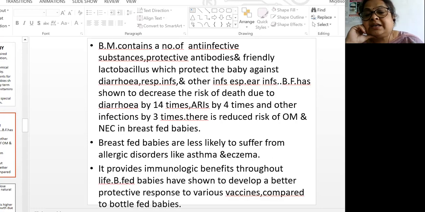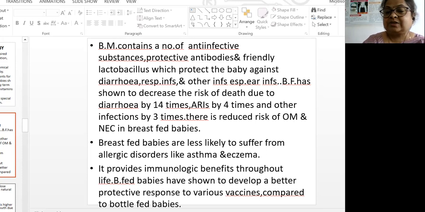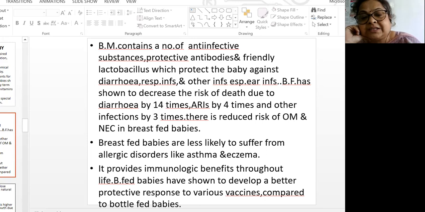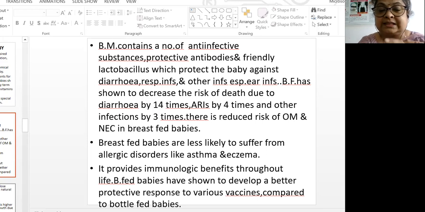Then breast milk contains a number of anti-infective substances, protective antibodies, and friendly lactobacillus, which protect babies against diarrhea, respiratory infections, and other infections. These have been shown to decrease the risk of death due to diarrhea by 14 times, acute respiratory infection by 4 times, and other infections by 3 times. There is a reduced risk of otitis media and necrotizing enterocolitis in breastfed babies also. Breastfed babies are less likely to suffer from allergic disorders like asthma and eczema. It provides immunological benefits throughout life.